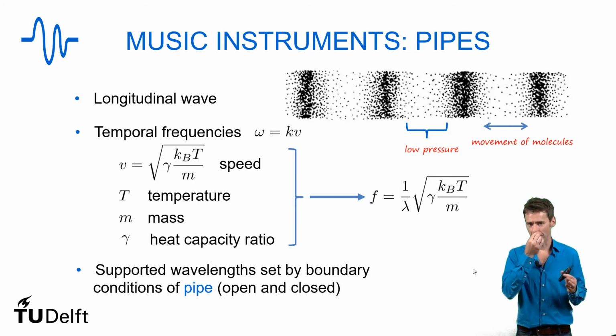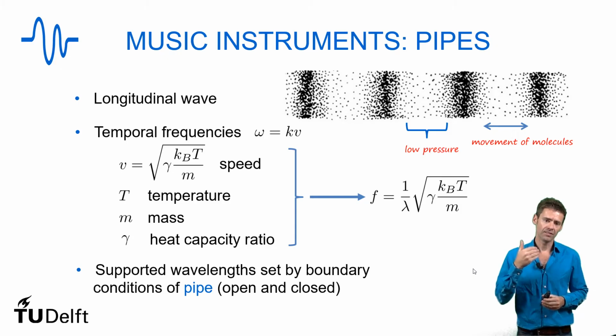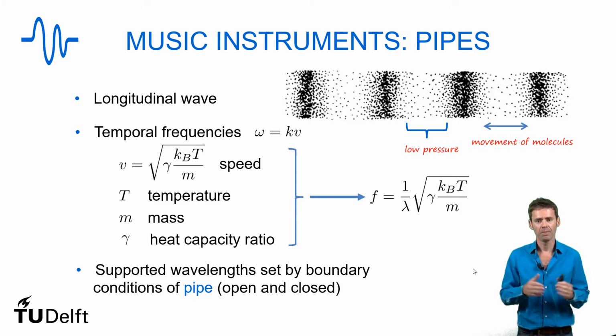But what happens in a pipe? In a pipe we have a column of air that we can let resonate. And in that case there are longitudinal waves that travel in the pipe and that create areas of low pressure and high pressure. In these areas, the molecules are displaced from their center position. This is the displacement that we usually describe with this U. That also means that acoustic waves in pipes are longitudinal waves, pressure waves.